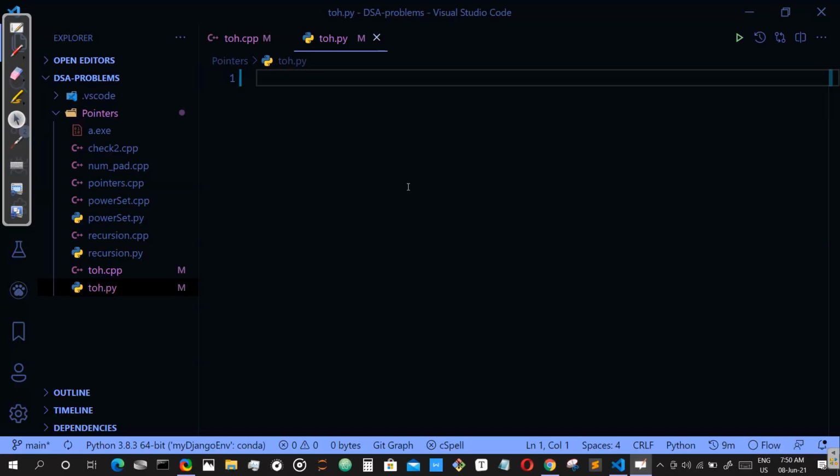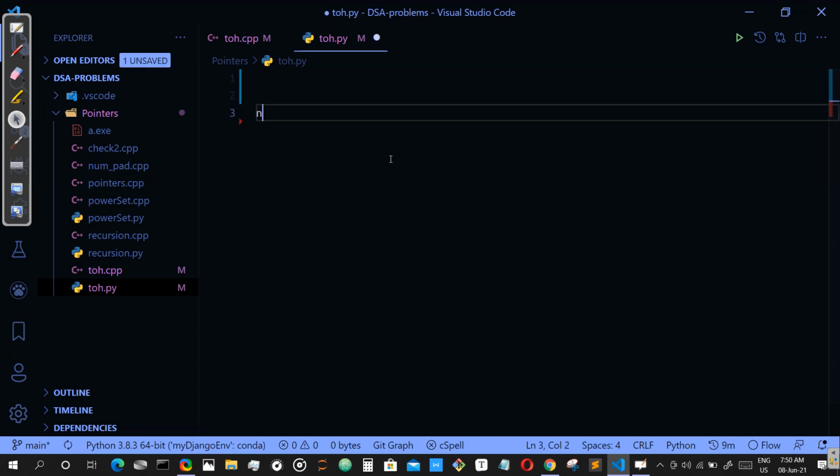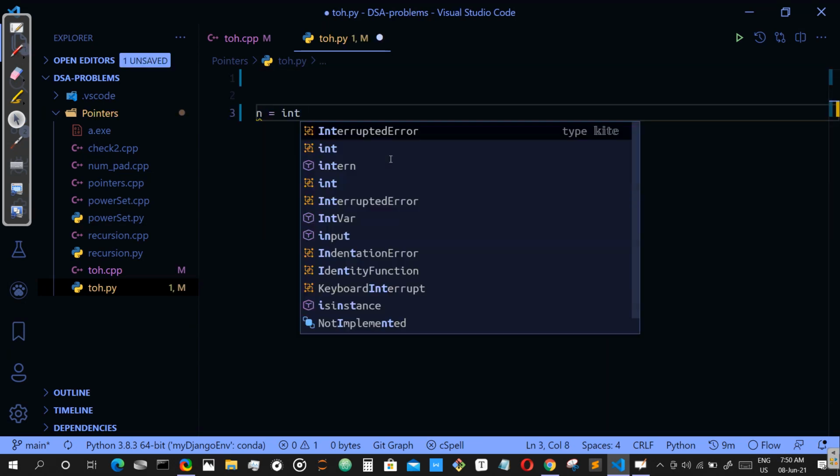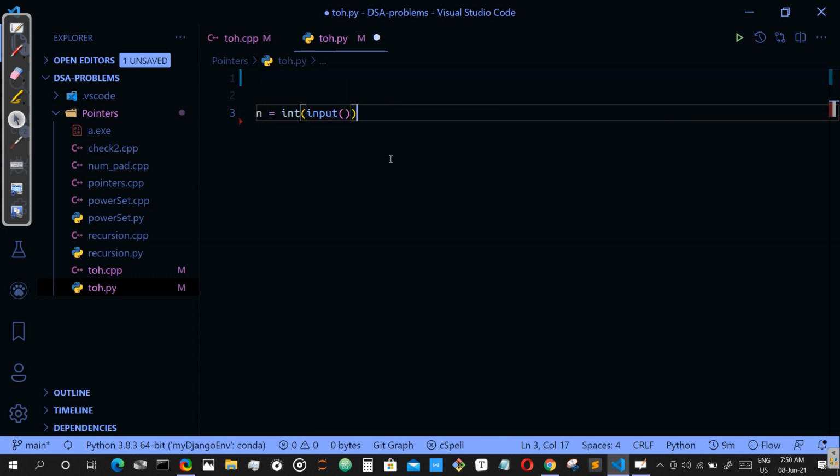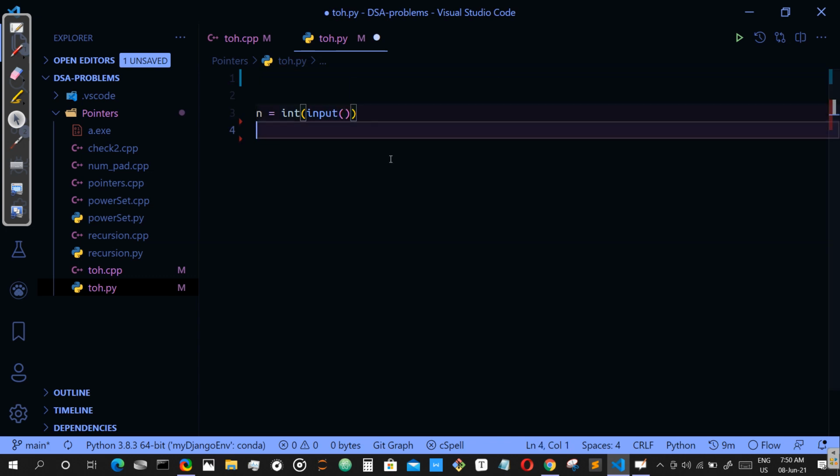Let's write the code in Python. Before writing our function, we need to take some input. So n equals integer input, because input by default takes a string, so we convert it to an integer by typecasting. Then we call our function TOH, where n is from user input, and we pass 3 names for our rods.